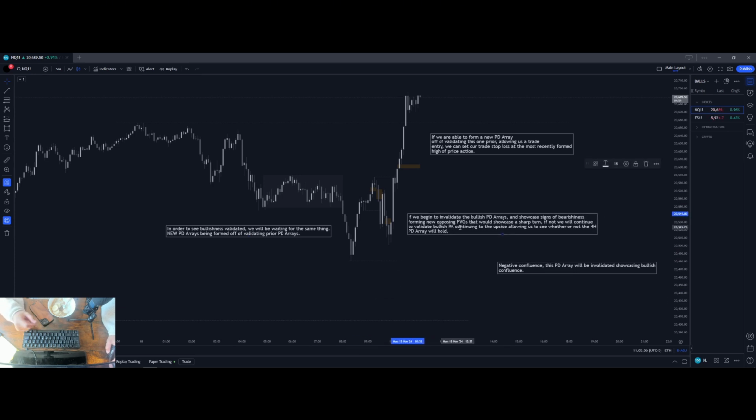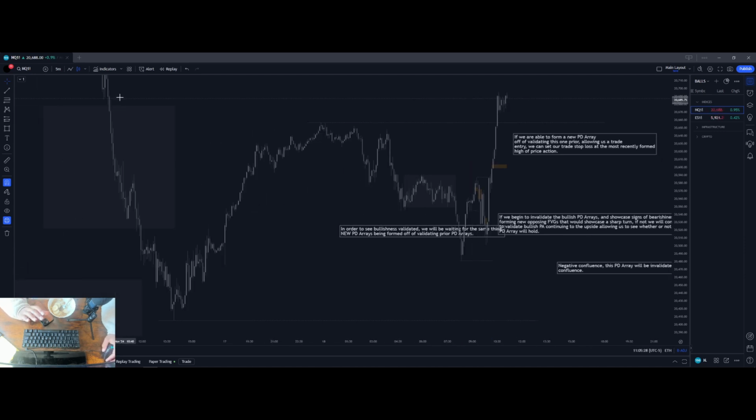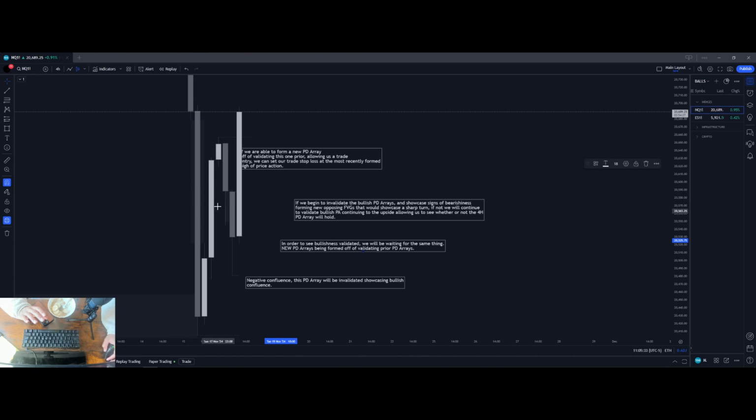And then I also wrote this note: if we begin to invalidate the bullish PD arrays and showcase signs of bearishness forming new opposing fair value gaps, that would showcase a sharp turn. If we do not, we will continue to validate bullish price action, continuing to the upside, allowing us to see whether or not the 4-hour PD array will hold. What 4-hour PD array is Lonnie talking about? This one right here.